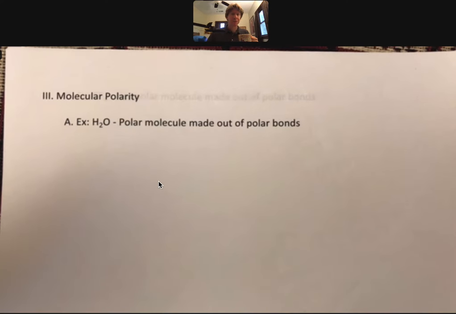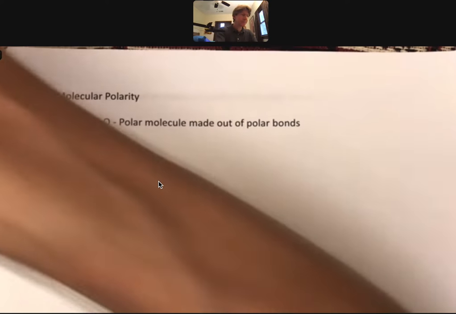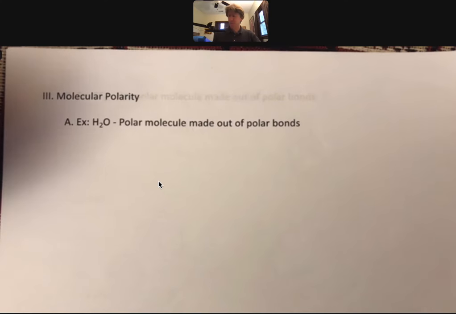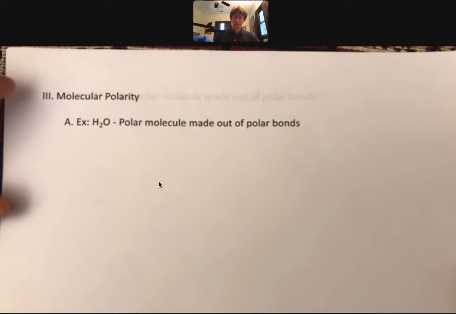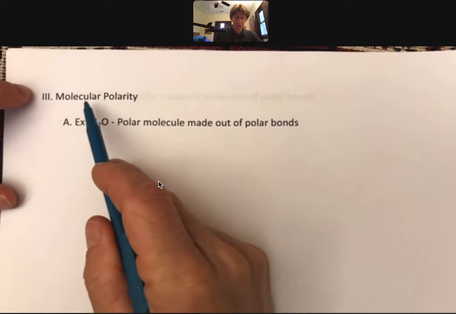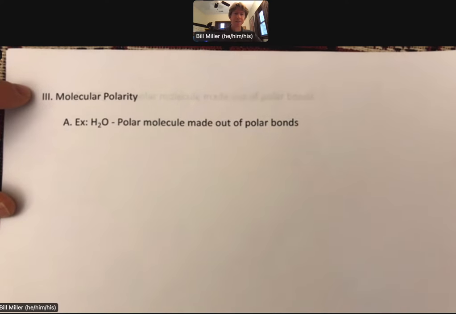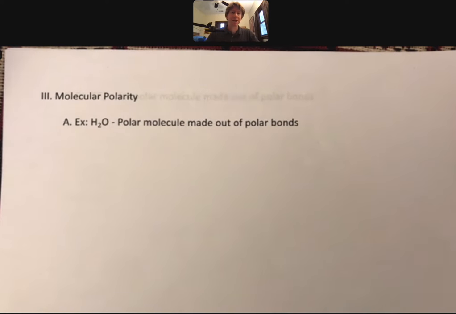Now let's talk about molecular polarity. We've talked about dipoles and bonds. We've even drawn some dipoles, but now we need to talk about a whole molecule and whether it's polar or not. And we're going to start with water, and this is, some would say, the entire point of chemistry, if you're a biologist, is to understand why water is polar.